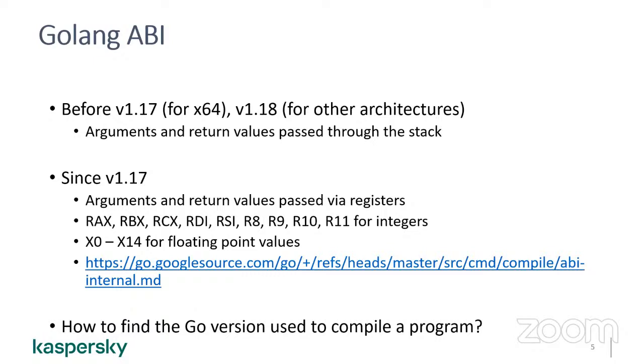And this leads to a question, which is how do we find the Go version used to compile a program? Now, I think when you open any Go program and you look at a function call, it's going to be extremely obvious which ABI is being used, because if you see stuff being moved to registers, then you know it's at least version 1.17. And if you see just push, push, push, and then a function call, then you know it's earlier than this. But still, this is something that is sort of important to know.